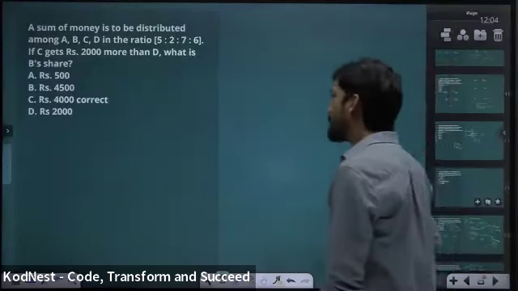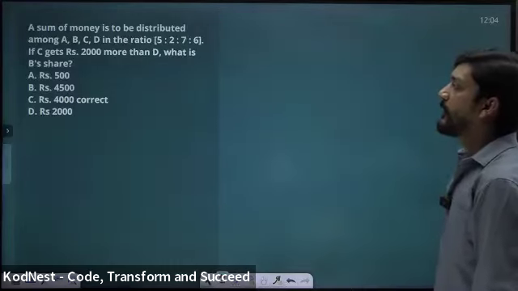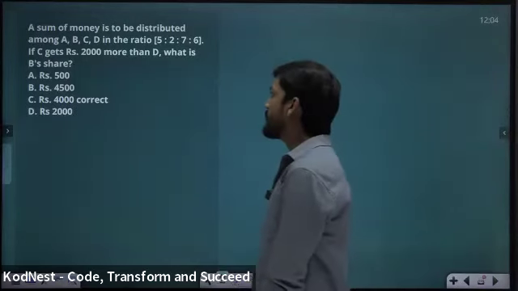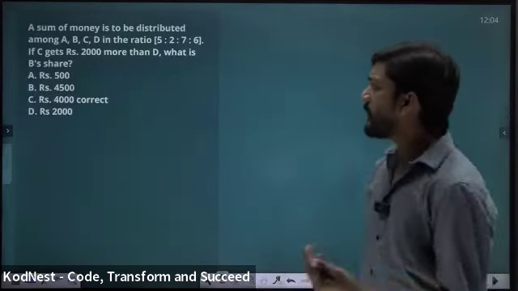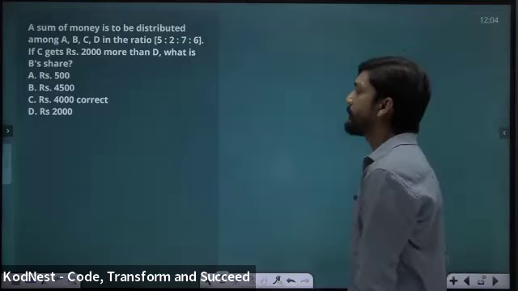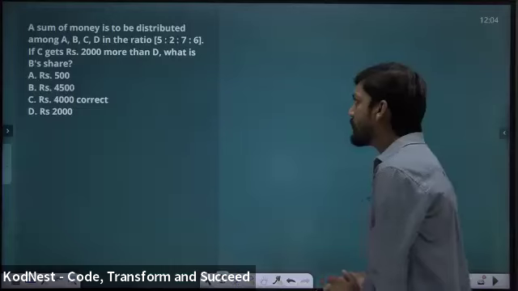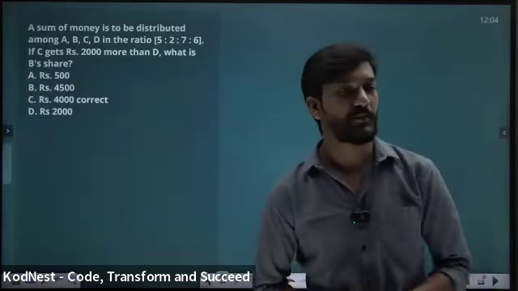All right. Just one last question on ratio. A sum of money is to be distributed among A, B, C, D in the ratio 5:7:6. This is exactly the way we have done the first question. Exactly the same, only the values have changed. So 5:7:6. C is getting 2000 more than D. Don't write anything, answer please, although it is written by mistake.